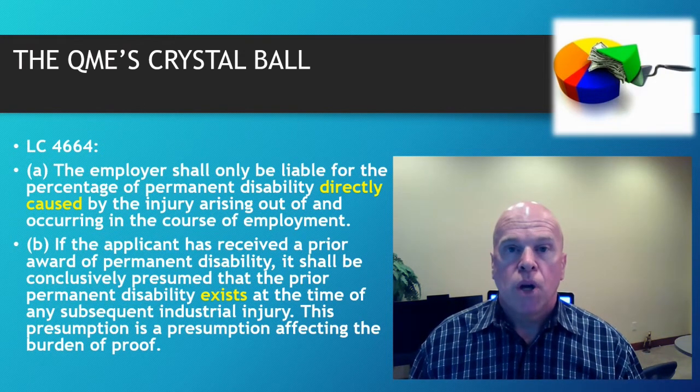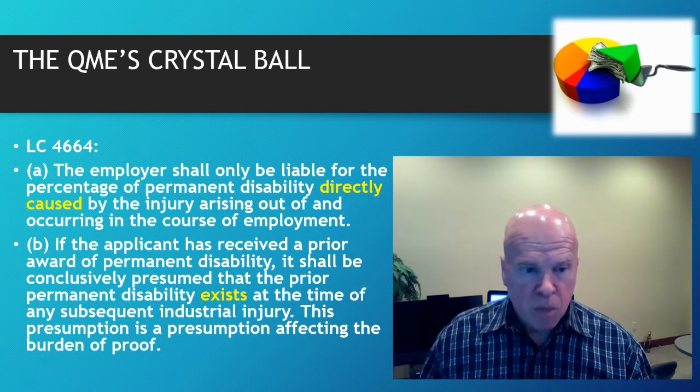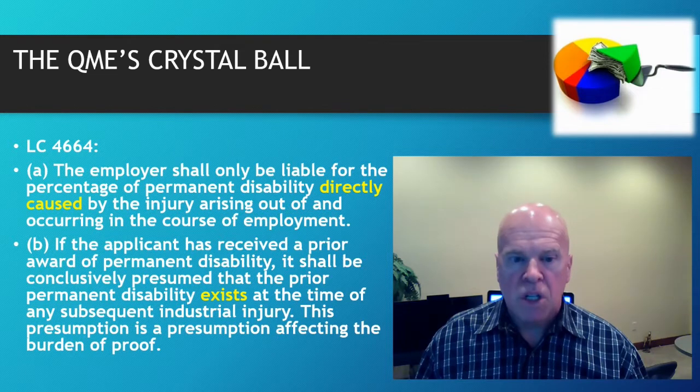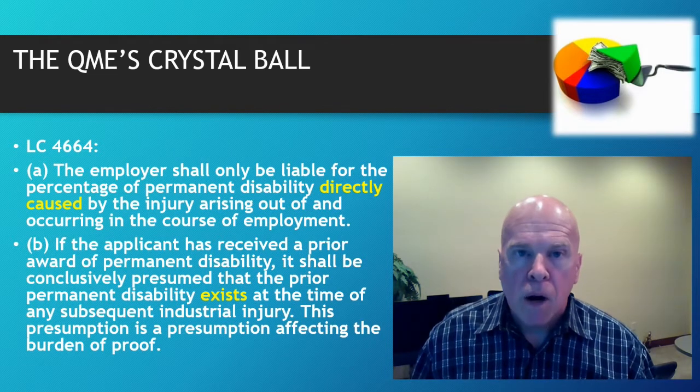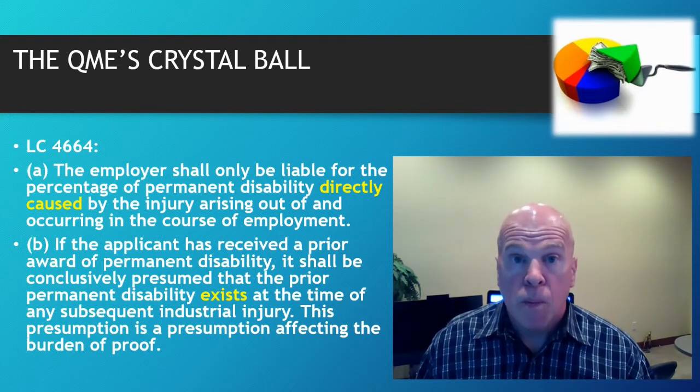Now, this is critical, and Section B is something that you need to keep in mind at all times when you have an examinee who has a prior industrial injury. Section B tells us that if the applicant has received a prior award of permanent disability. Now, this does not apply to compromise and release.